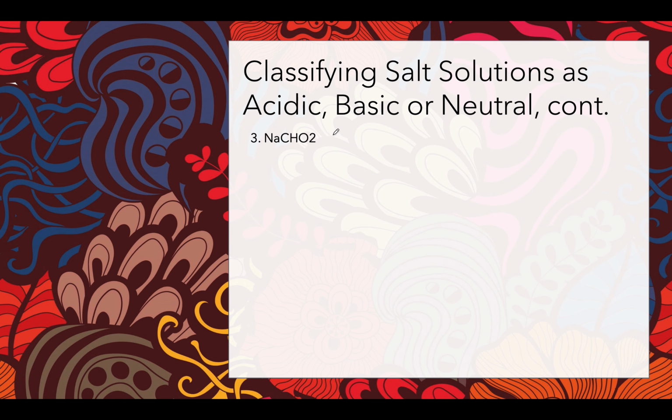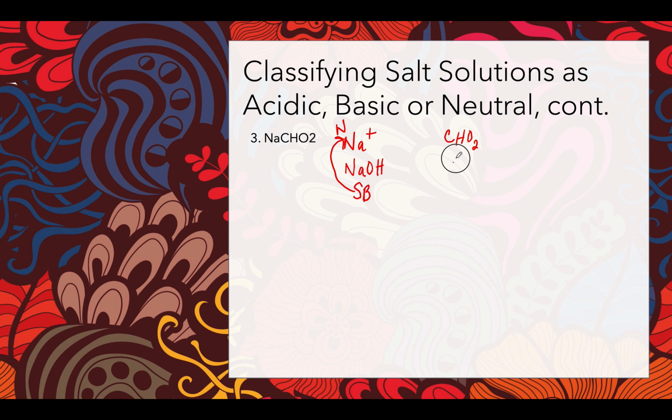Okay, so for this one, once again, we're going to do the same thing. Let's break it up. There's that sodium ion, and then the formate ion. This sodium ion would come from the strong base sodium hydroxide, which is a very strong base. Once again, if it's a strong base, then that ion is going to be neutral. Then the formate ion is going to be able to form formic acid.